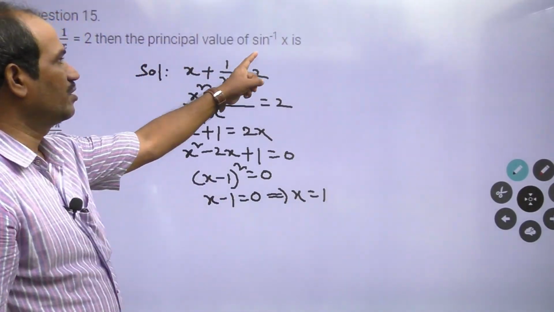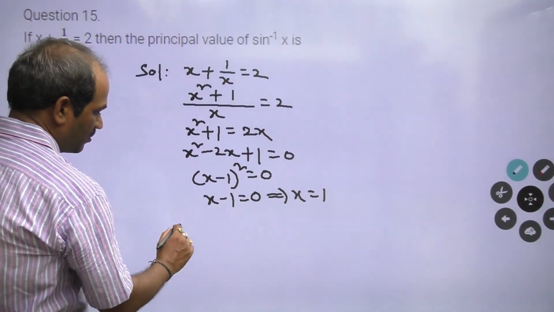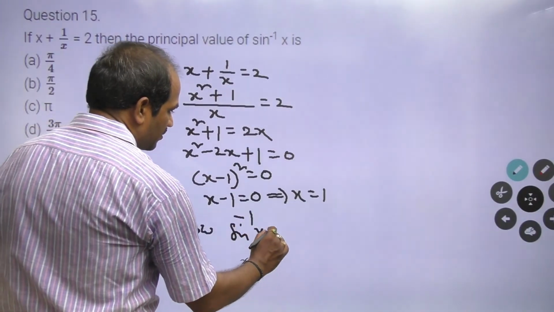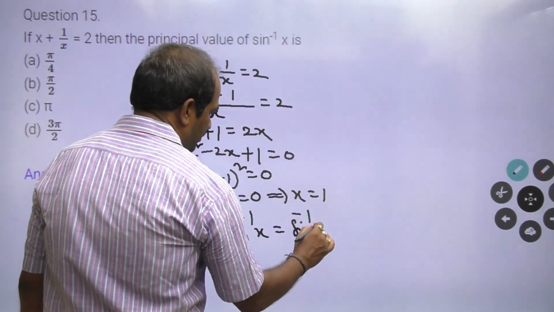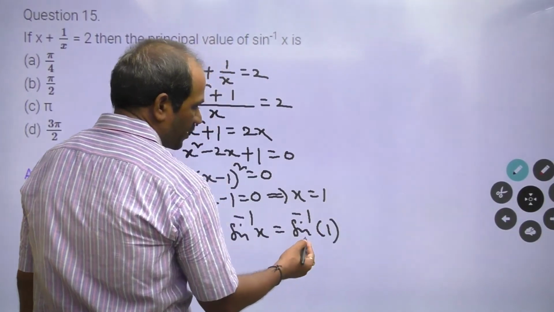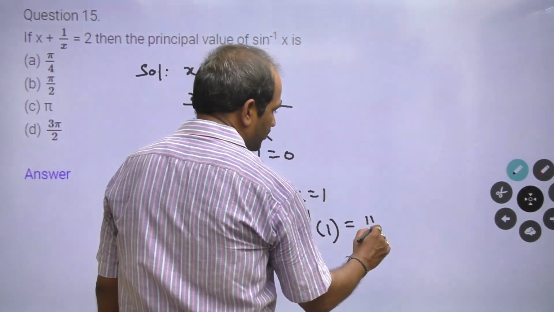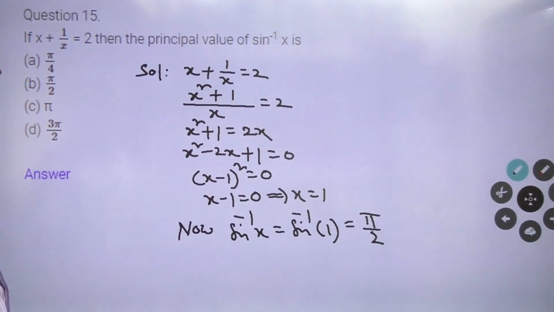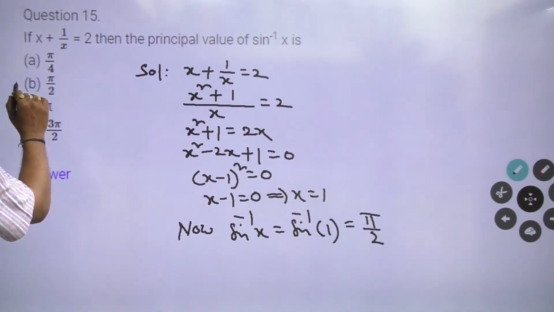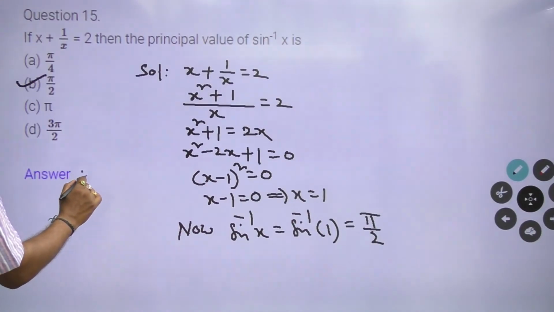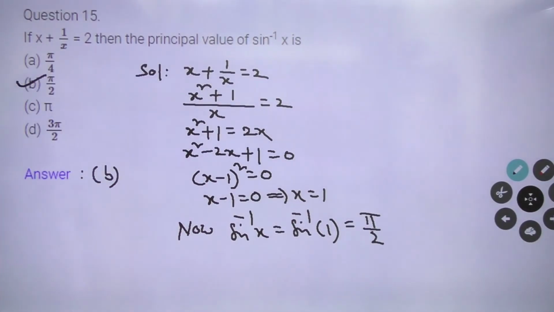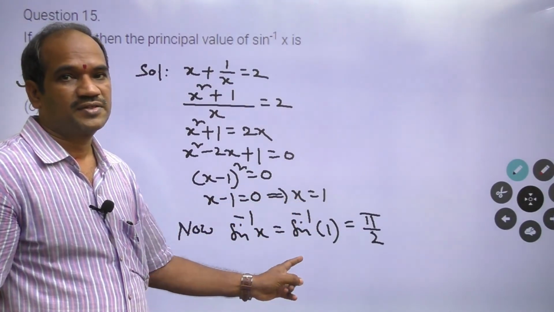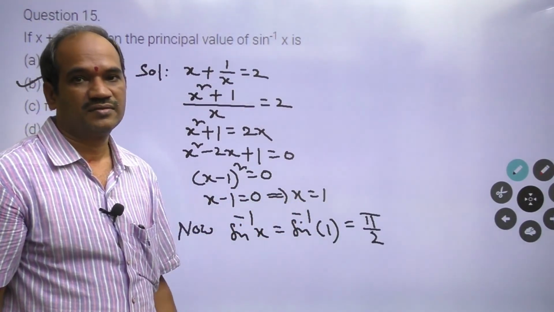Now the principal value of sin inverse x. Replace x with 1: sin inverse of 1 is equal to pi by 2. So the option is pi by 2, which is option B. B is the right option. Okay, write this question.